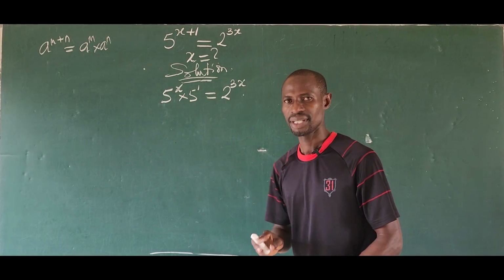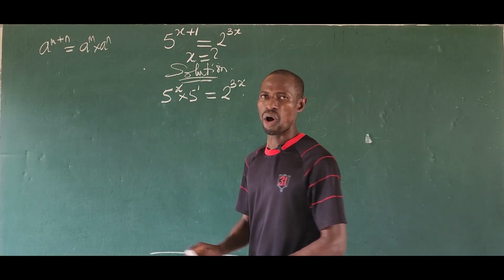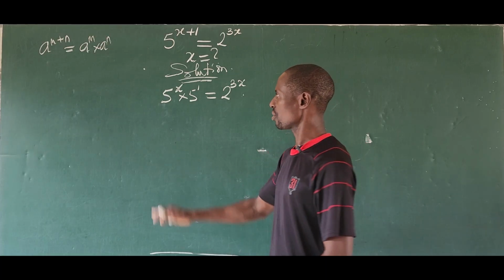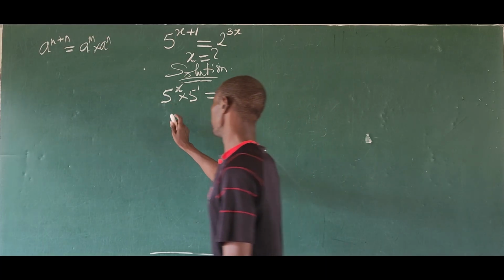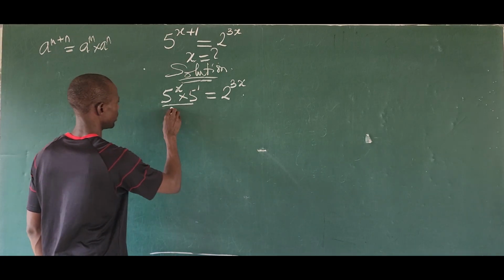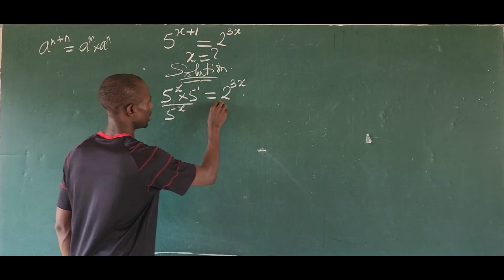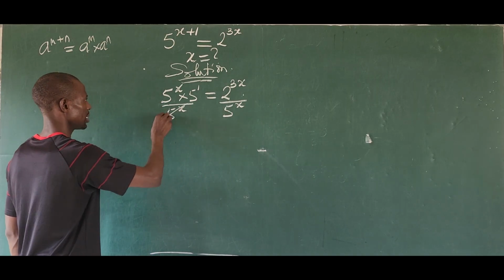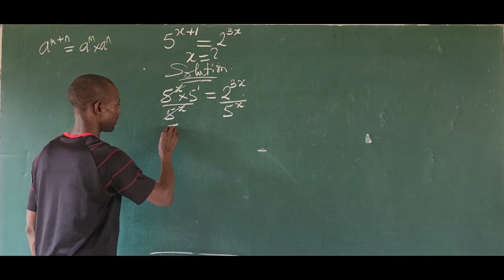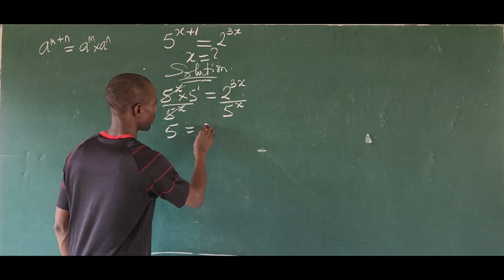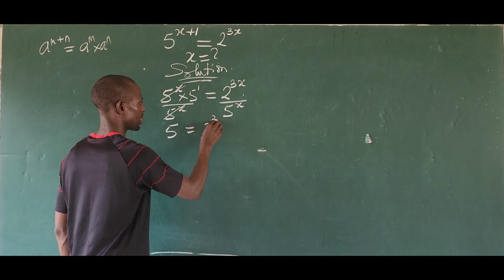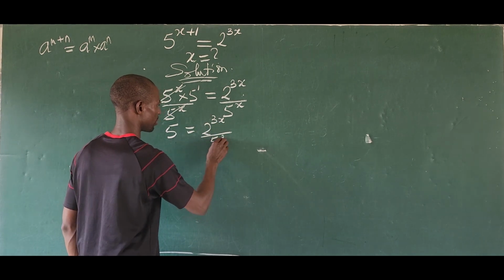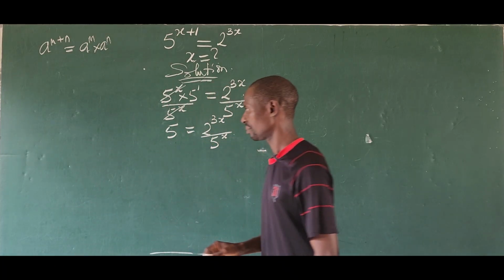Easy. Now we want all the terms having x at the exponent to be on one side, and so we want to cancel out this. We're going to divide through by 5 to the power of x, and we equally divide the other side by 5 to the power of x. So we have 5 is equal to 2 to the power of 3x, all over 5 to the power of x.